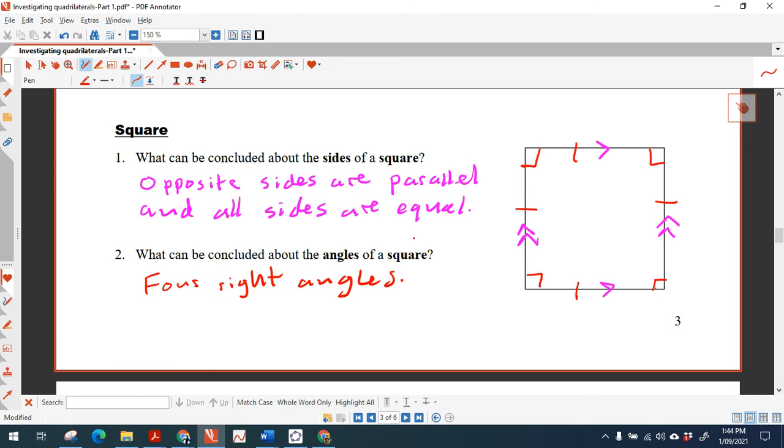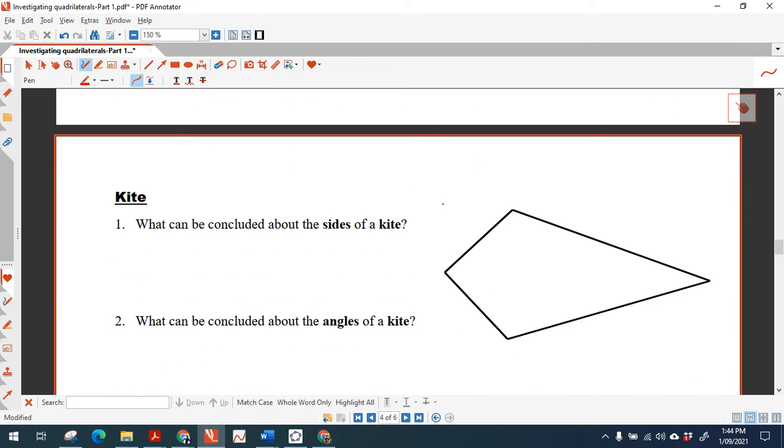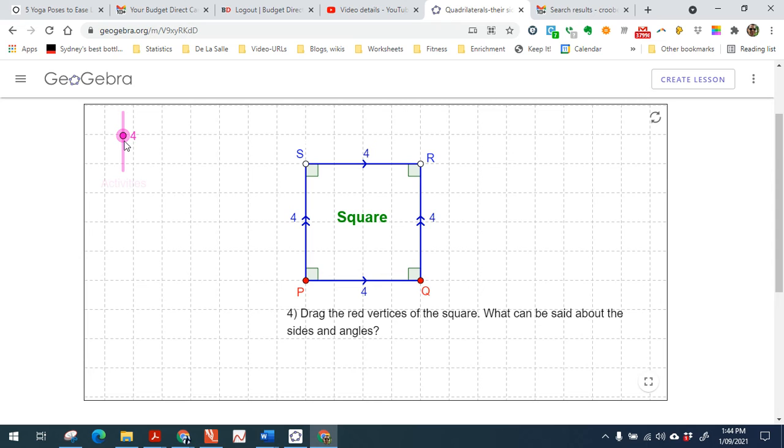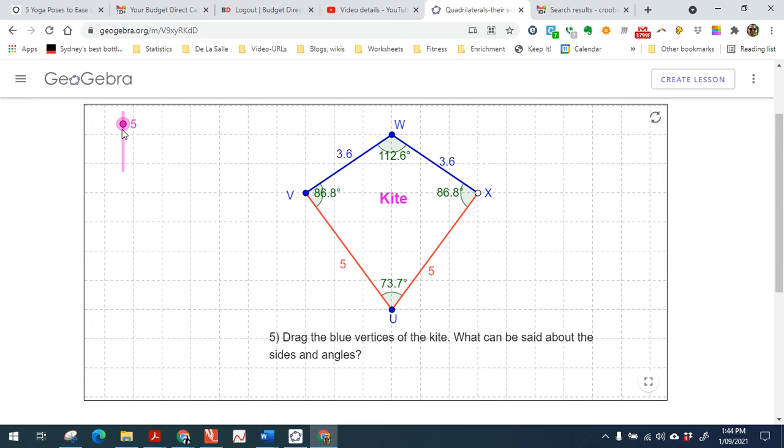Okay, nearly last of all, the kite. So if I go to the kite here, so let's go back to the web page, one up. Now have a look at the kite there. Let's look at the 2 blue sides. These are 2 sides which are adjacent to each other. And look at the 2 red sides. Those 2 red sides are adjacent to each other. You should notice that the 2 blue sides are equal in length, 3.6, 3.6. And the 2 red sides, which are adjacent to each other, are also equal, 5 and 5.